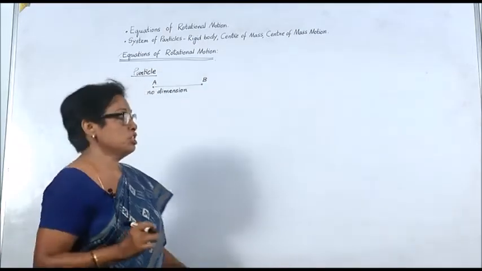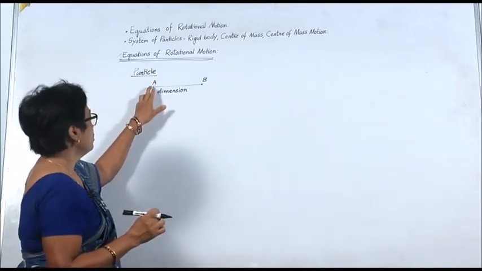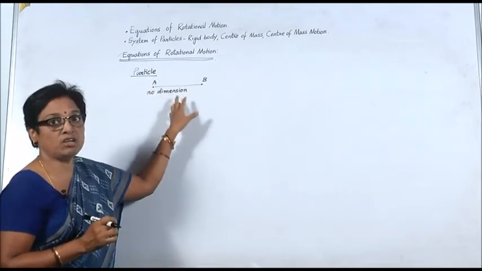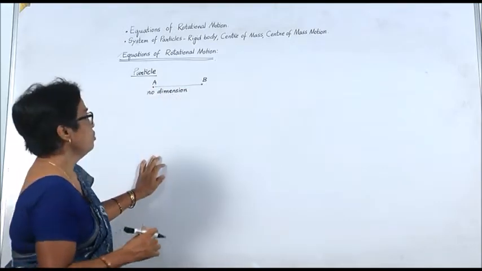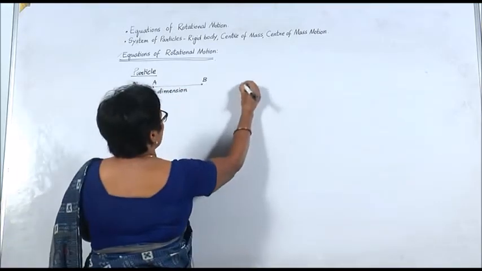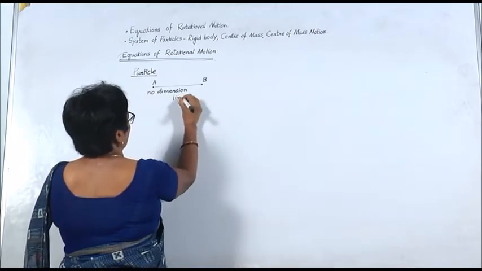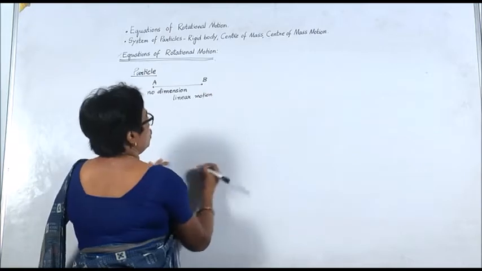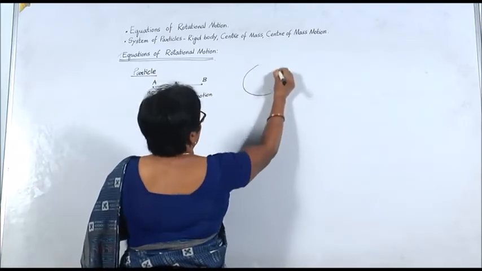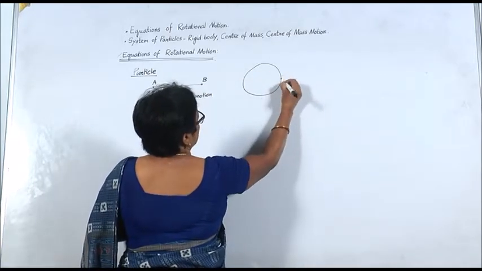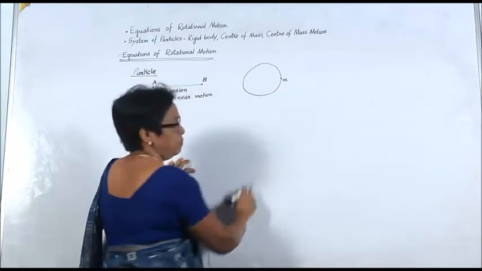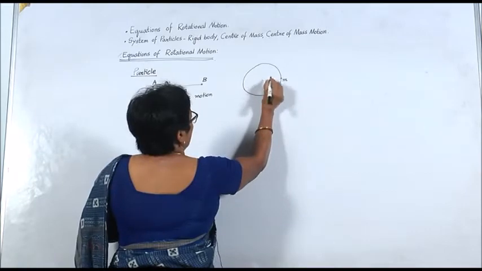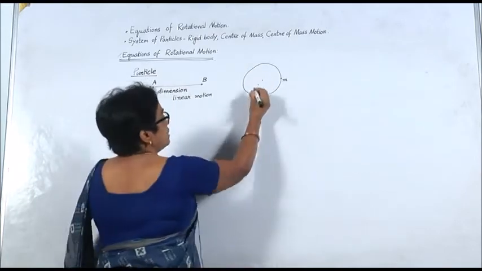In linear motion, the particle has been displaced from A to B in this direction along a line. So this is our linear motion. You have also read about a circular motion. Here is the particle of mass m. It moves in a circle about a center O.